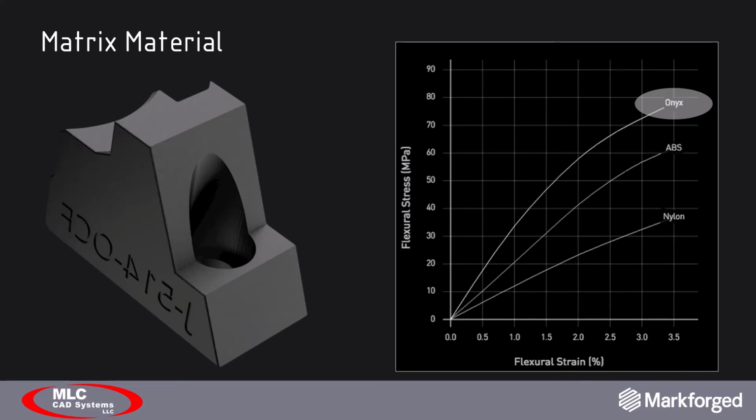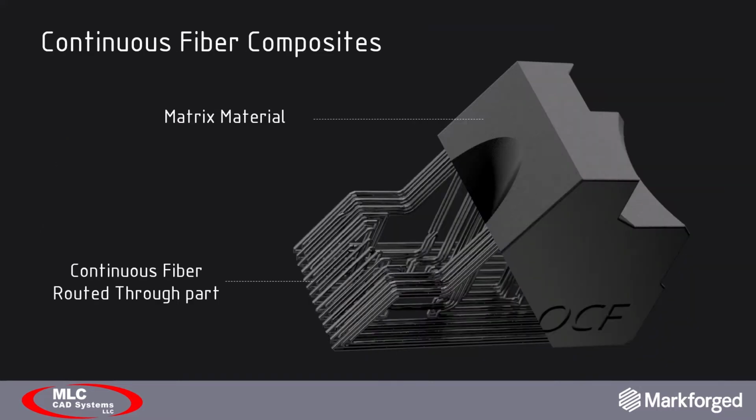Onyx by itself is actually fairly strong, at 20% stronger than ABS and about 40% stiffer. There are many cases where Onyx by itself can provide most of the adequate characteristics for a final functional part. And this was the case for Acme Audio also. In some cases, though, Acme Audio needed a stronger part. And so in that case, they were able to leverage Markforged continuous fiber composites.